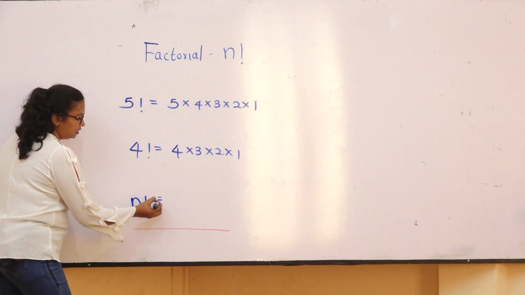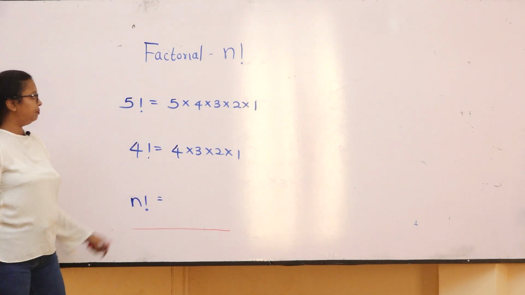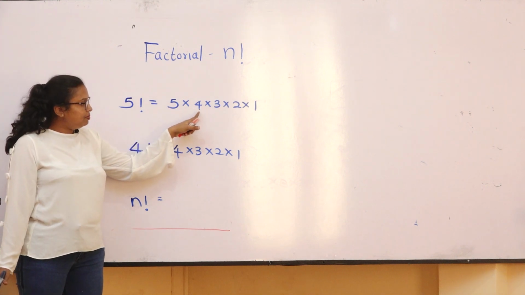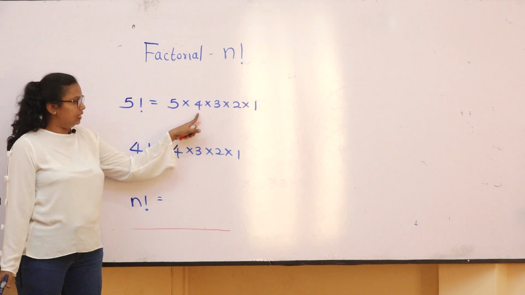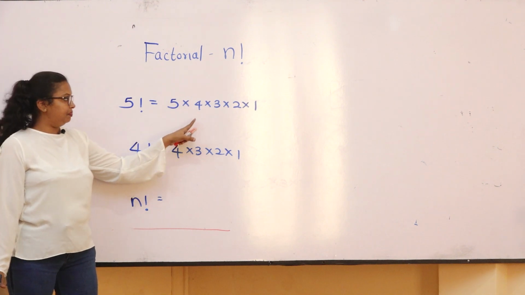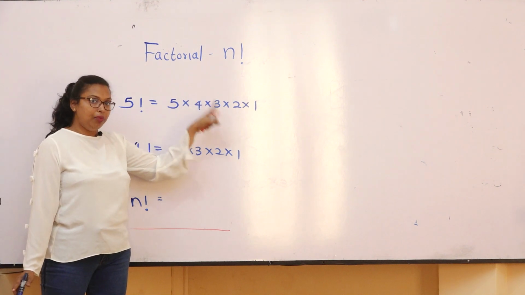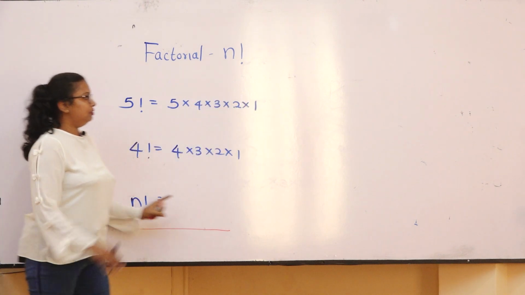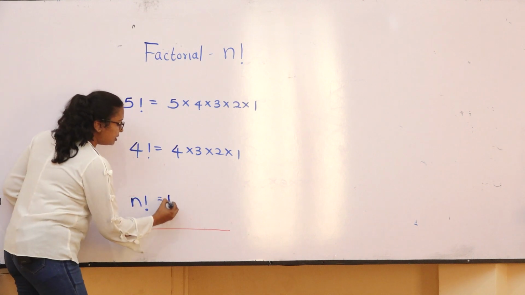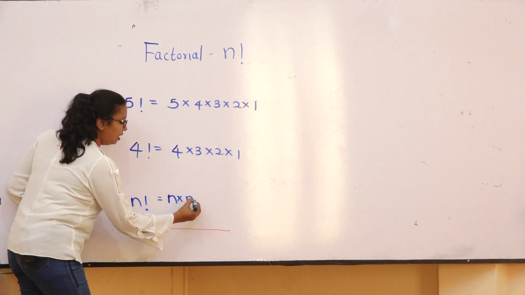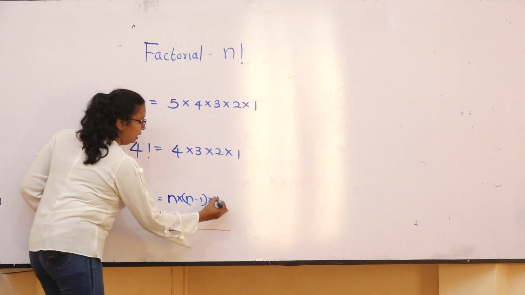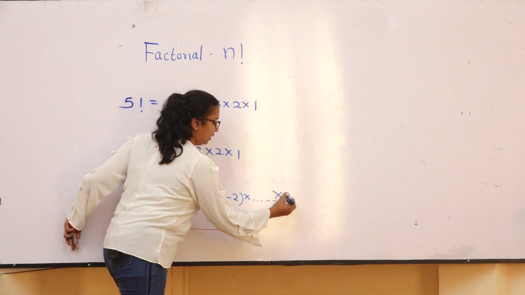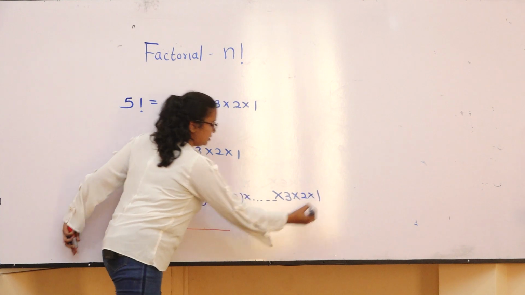Okay. So, I will write the general term for this. You all observe here, we have 5 times 4. 4 means 5 minus 1, 3 means 5 minus 2, 2 means 5 minus 3. Like that we are decreasing, right. Now, that means n times n minus 1 times n minus 2 times, and we can continue this, and finally at the end we get 3 times 2 times 1.